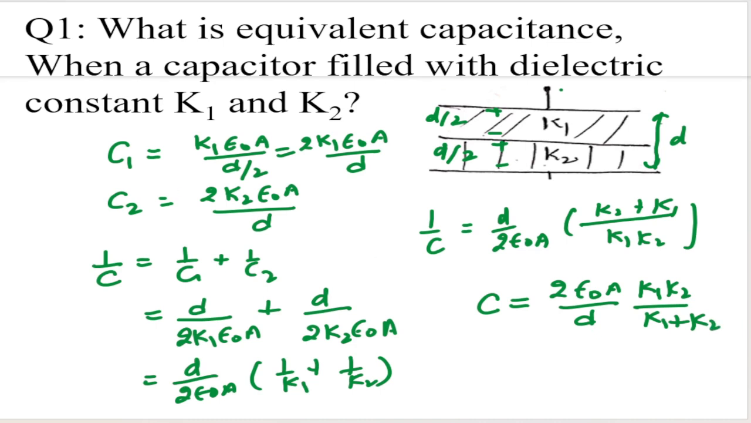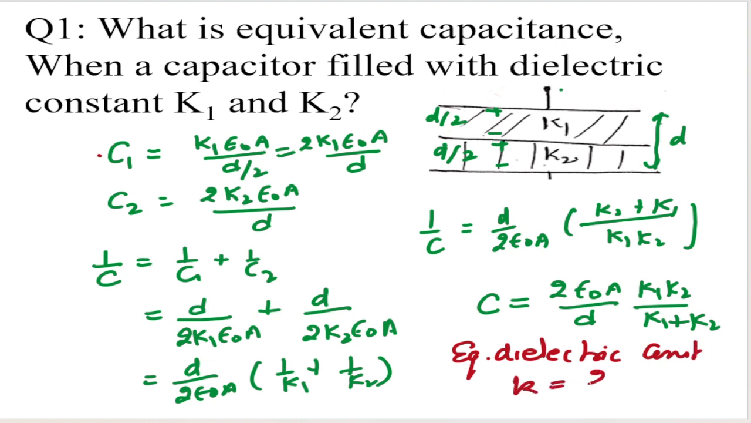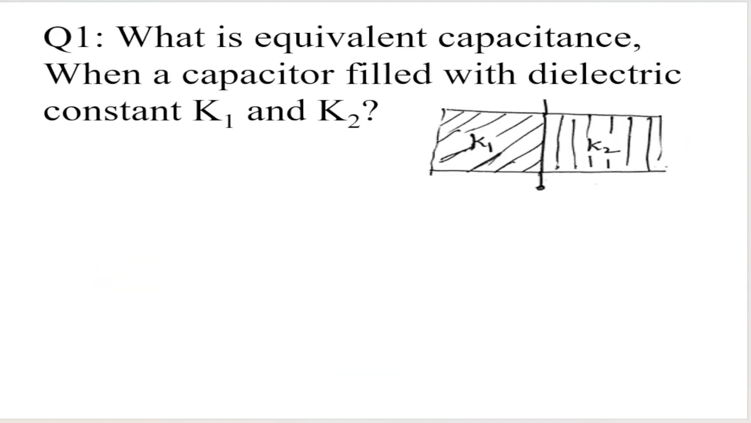अब if they ask what is the equivalent dielectric constant, so the equivalent dielectric constant K equals 2 K1 K2 upon K1 plus K2. Now question number second.